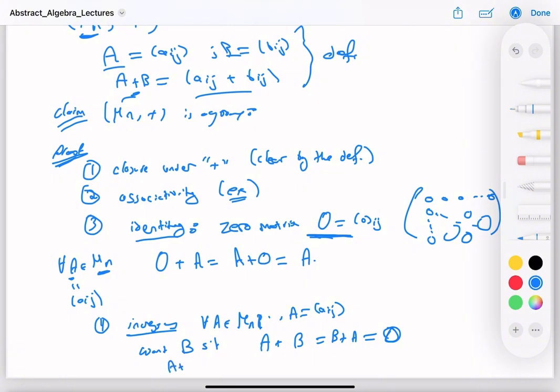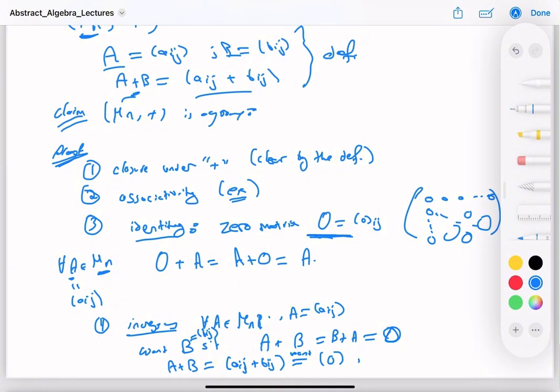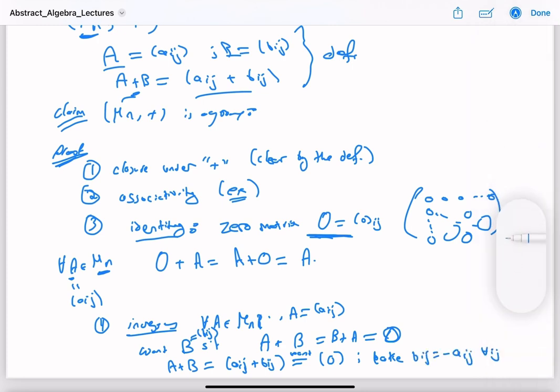Let's say B is Bij, and we're trying to figure out what the Bij's are. So this is Aij plus Bij, and we want to get the matrix 0 back. This is what we want. So what would you take Bij's to be? Well, obviously you would take negative the Aij's because you want these to cancel out, right? So if you take Bij to be negative Aij for every i, j, this will give you the matrix B equal to negative Aij's, which is equal to negative A.